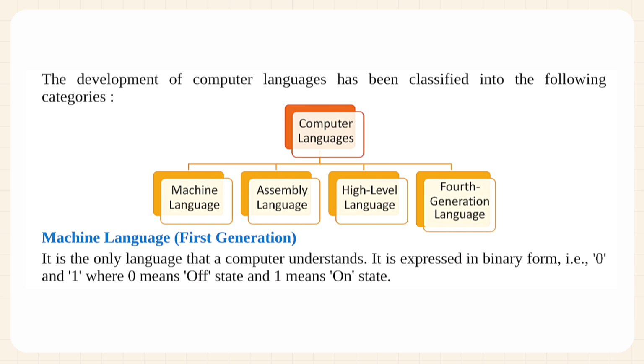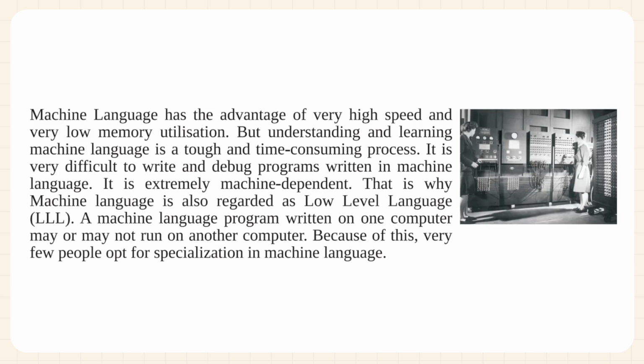Machine language, first generation. It is the only language that a computer understands. It is expressed in binary form, i.e., 0 and 1, where 0 means off state and 1 means on state. Machine language has the advantage of very high speed and very low memory utilization. But understanding and learning machine language is a tough and time-consuming process. It is very difficult to write and debug programs written in machine language.